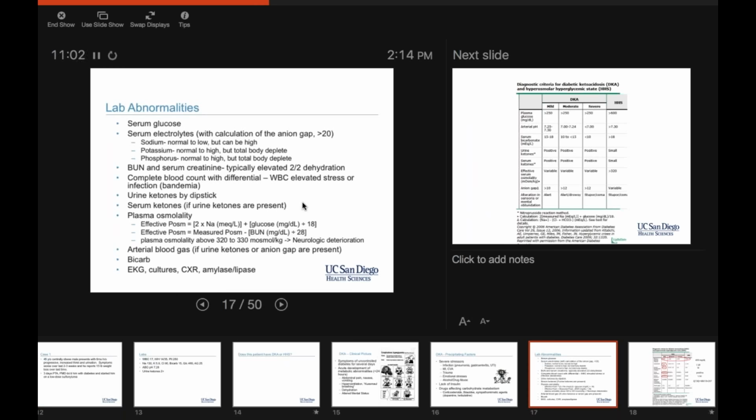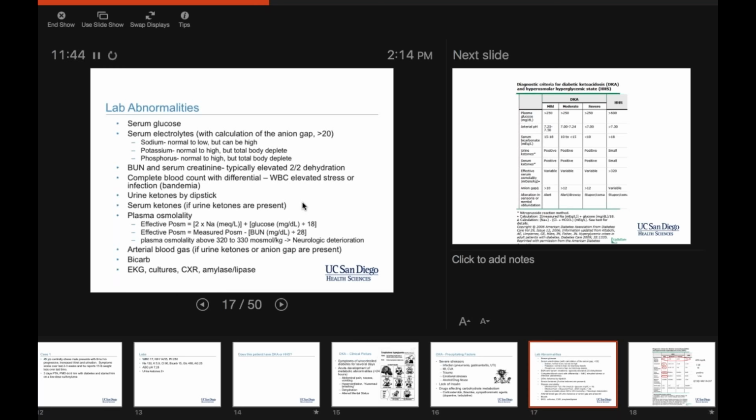This is the smorgasbord of lab abnormalities you get with DKA. Obviously, your glucose is high. You get electrolyte abnormalities, particularly your sodium is usually low to normal because of all the sugar in your blood. It's pulling all that water into your blood and it's lowering your sodium. Potassium, with the acid, potassium is switching with the hydrogen, so potassium's going out, hydrogen's going in, so you get hyperkalemia. BUN and creatinine are often elevated because there's severe dehydration.